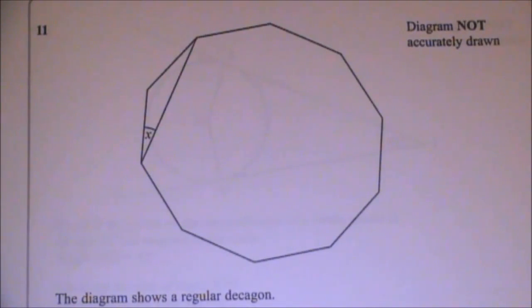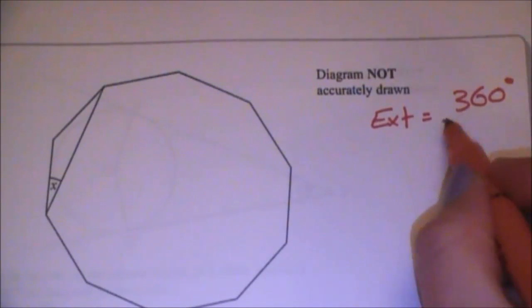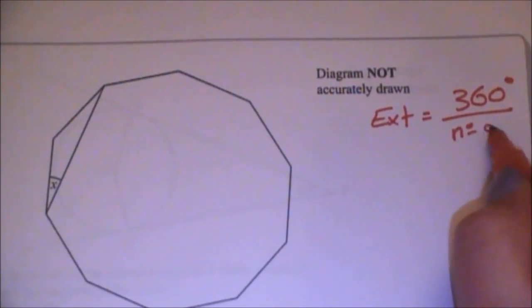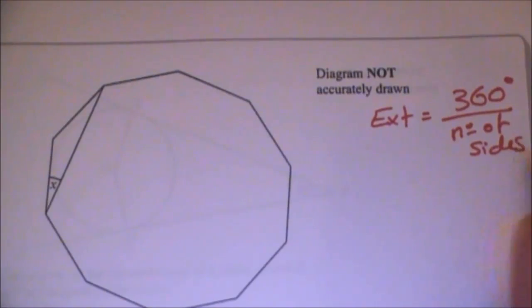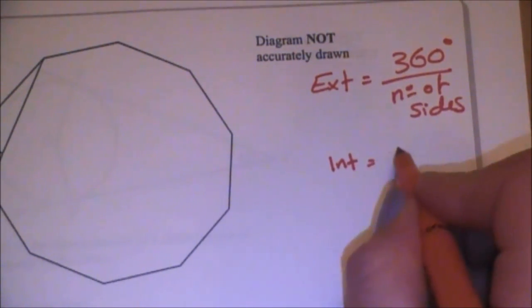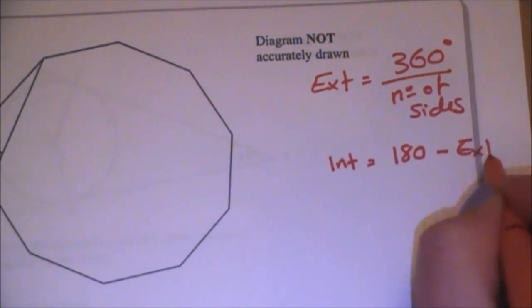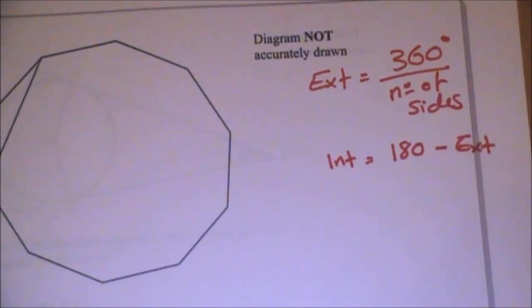Question 11 is interior-exterior angles of a polygon. There are two rules that you need to know in order to successfully find the interior or exterior angles of any polygon. In order to find an exterior angle, you need to do 360 degrees divided by the number of sides. And then in order to find the interior angle, it's going to be 180 take away whatever you found the exterior angle to be.